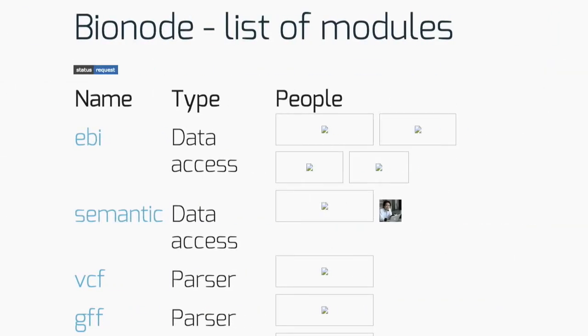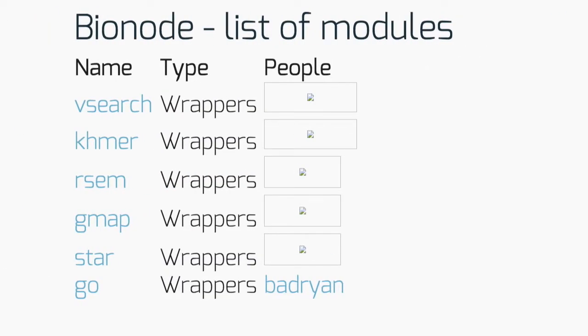But a lot of people have been requesting other modules, for example for accessing ABI or accessing semantic resources, or parsing PSF, GFF. Some people are already discussing those modules, or others have just requested them and shown interest in them.